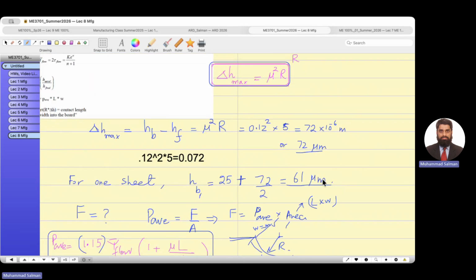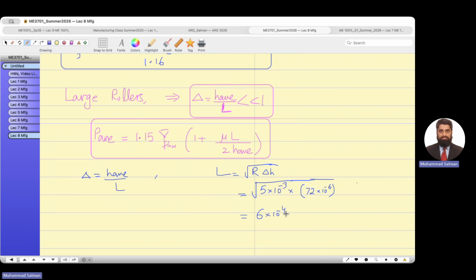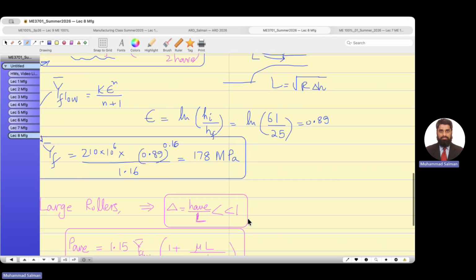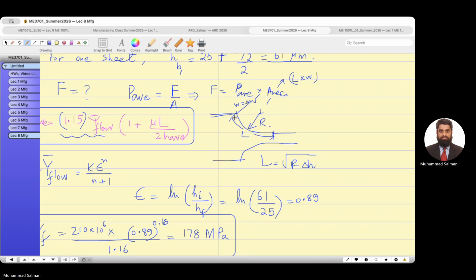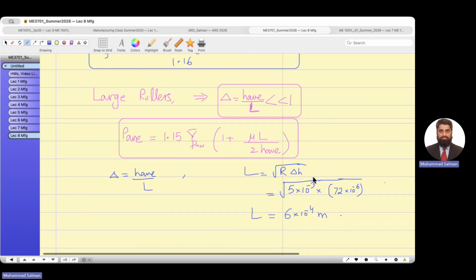Delta H maximum is 72 microns. If you solve for this, you should get 6 into 10 to the power negative 4 meters. This is the arc length which I was talking about, in contact with the roller, with the metal which is going through the roller piece. You see, that is the arc length, and that's how you calculate that one.